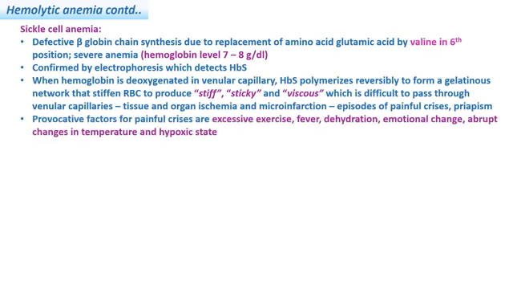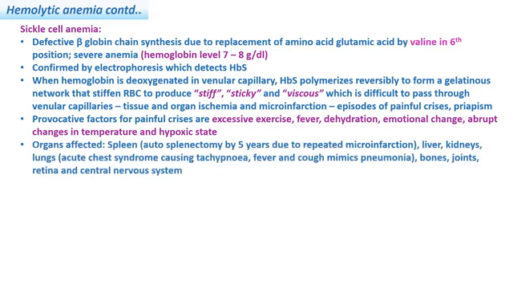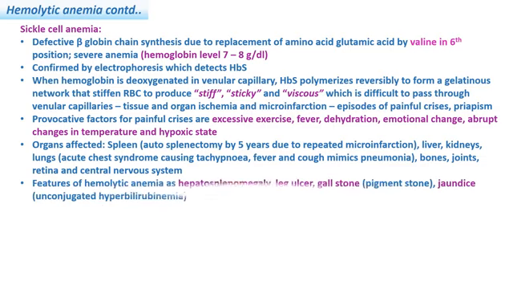Provocative factor for painful crisis: excessive exercise, fever, dehydration, emotional change, abrupt changes in temperature, and hypoxic state. Organs affected: spleen, autosplenectomy, usually by the fifth year of age due to repeated microinfarction, liver, kidney, lungs. In lungs, it is acute chest syndrome causing tachypnea, fever, cough, mimic pneumonia, bones, joints, retina, and sometimes central nervous system. Features of hemolytic anemia as is hepatosplenomegaly, leg ulcer, pigment gallstone, unconjugated hyperbilirubinemia causing jaundice.